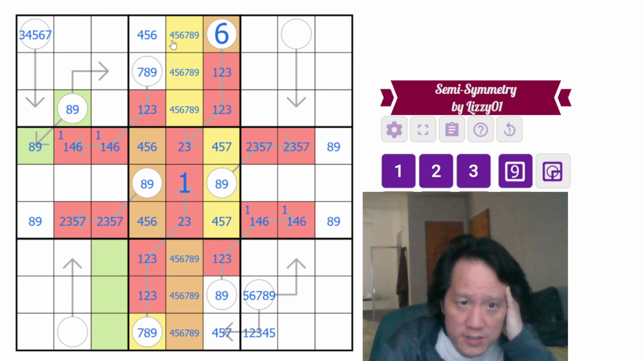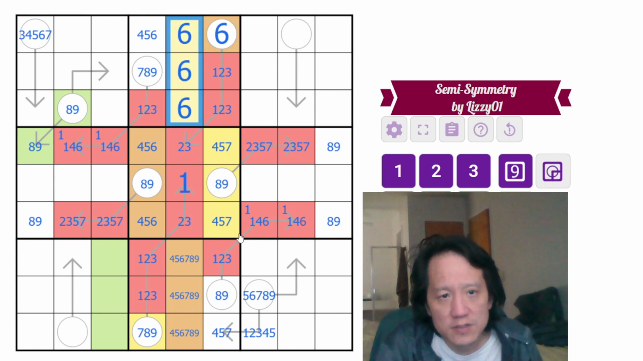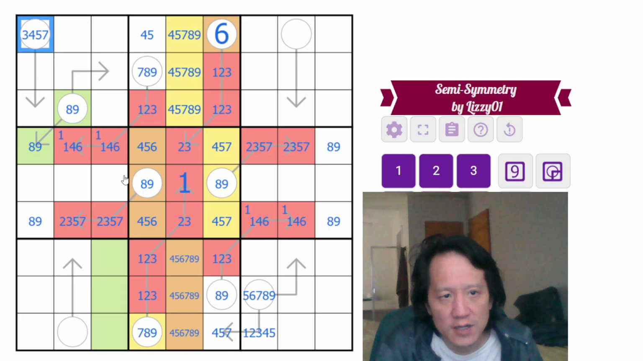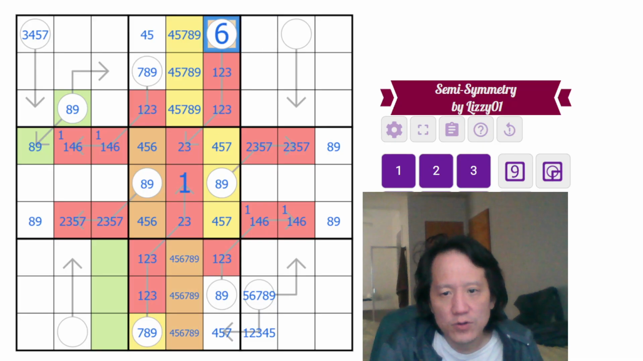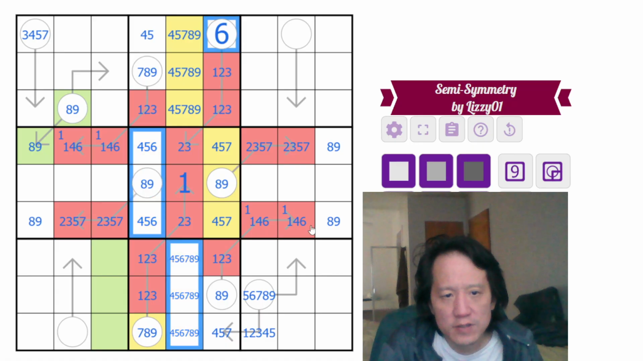So since this is 6, this can't be 6. Cannot be 6. This can't be 6. This can't be 6. We know 6 is here, and 6 has to be one of those. Okay, so orange is not... So these are not... These are fine.